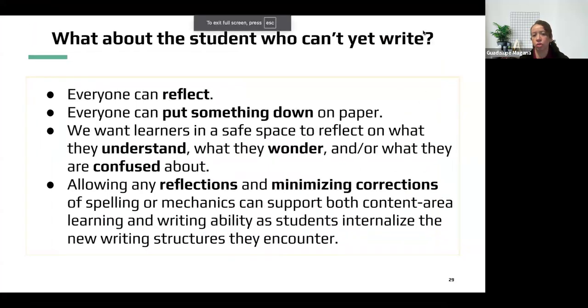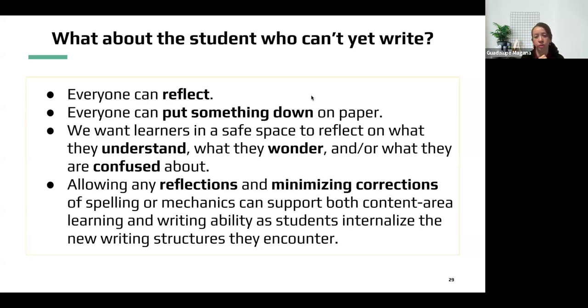So, and then what about our students who don't know how to, students who can't write? So we'll have those for sure. So everyone can reflect. So we talked about those students and we'll take a minute and say, hey, let's talk about it, where you are. If this is too advanced for you when it comes to the reading, let's move down a little bit of level.